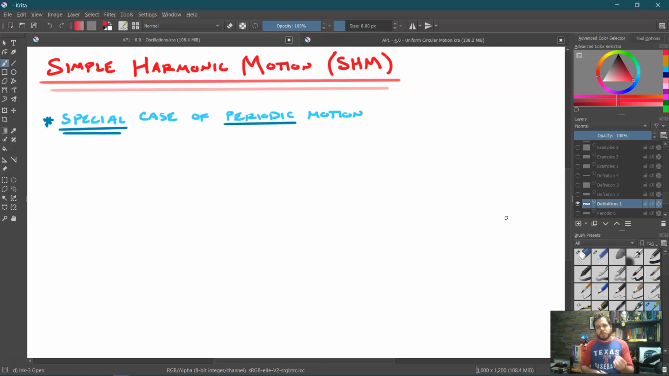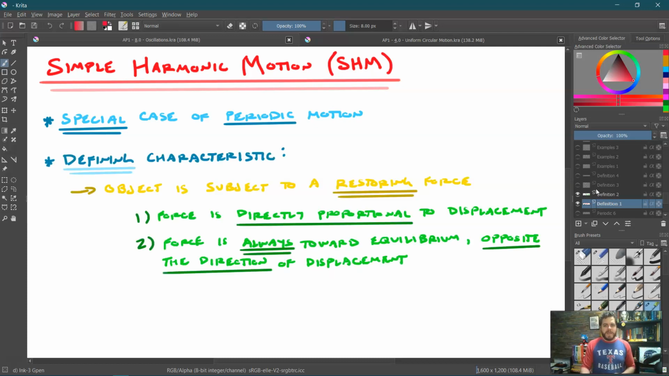Well, this is a special case of periodic motion, a special case of this formulaic repeating motion. And it also has a very key defining characteristic, which is that an object that is in simple harmonic motion is subjected to what is known as a restoring force. Now, I want to be careful. A restoring force, much like a centripetal force, for instance, is not a specific force type. It is simply a way to describe other types of forces, whether those are gravity, tension, normal, friction, whatever. It is just a way to describe forces.